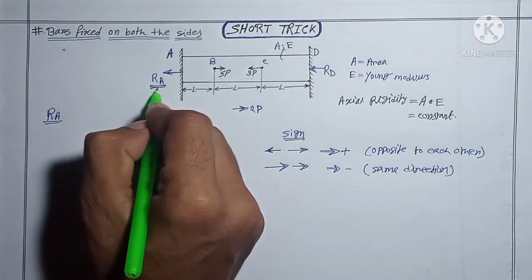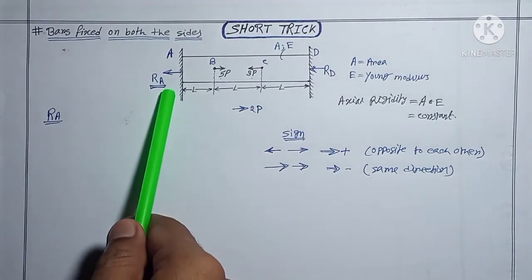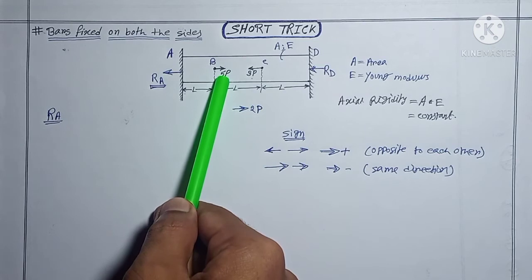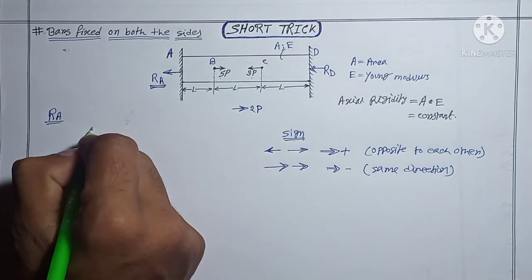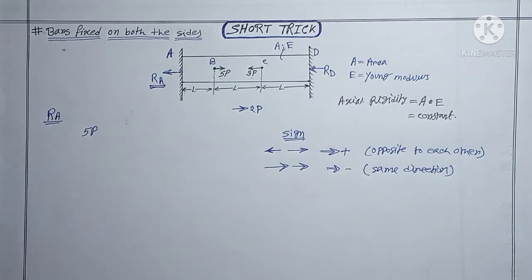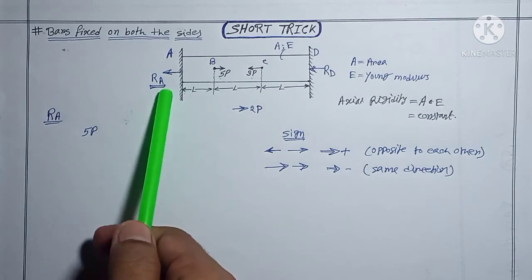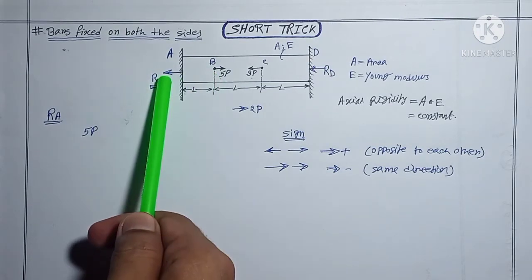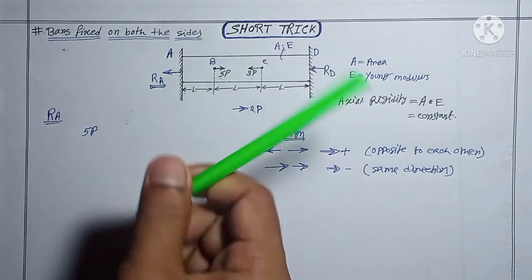We have to find out RA. The other force, first, is 5P, so I write this 5P. Now let's observe the direction of this 5P with respect to RA. It is opposite to each other.